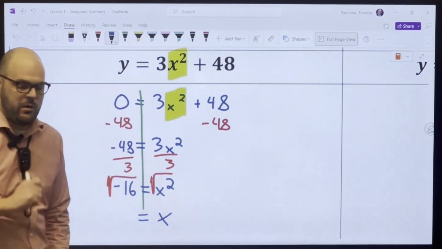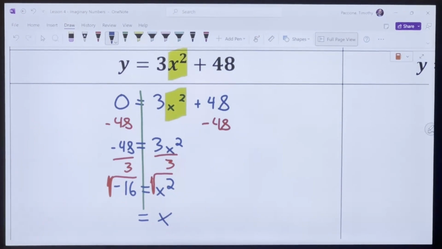And then what's the square root of negative 16? Okay, let's try 4. 4 times 4 is? That's not what a square root is. A square root is when you get the same number multiplied by itself to get a number. All right, 4 times 4 is 16. Negative 4 times negative 4 is also positive 16.